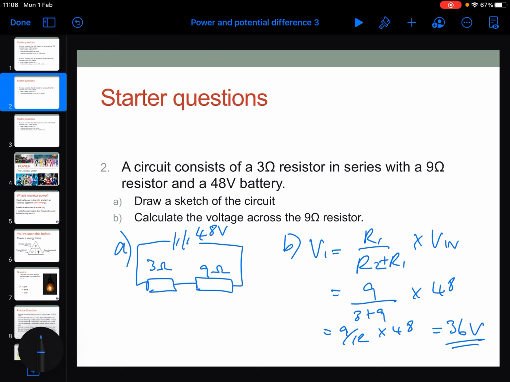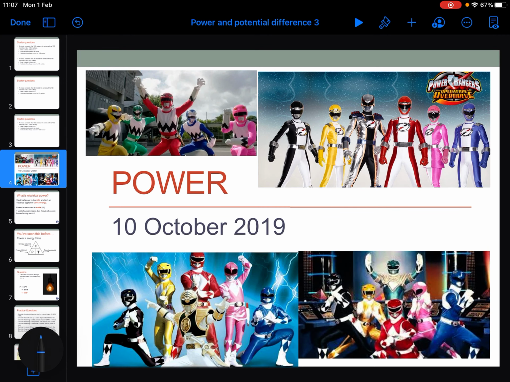Now hopefully that's fairly straightforward and you remember that from last lesson. If not, quickly go back, have a read through, but otherwise let's carry on with today's lesson. And the lesson today is on power. So if you can please title and date.